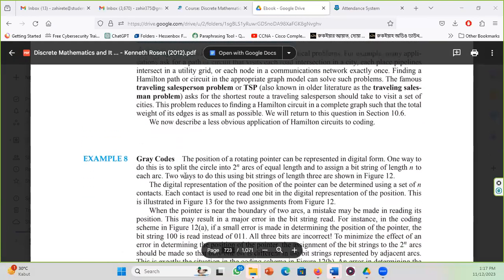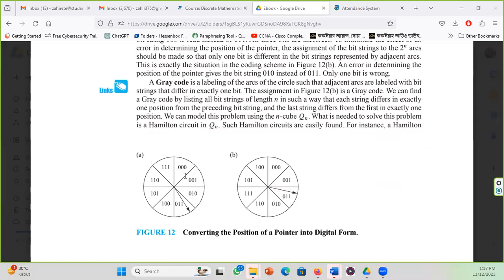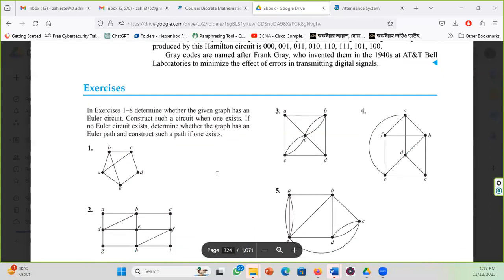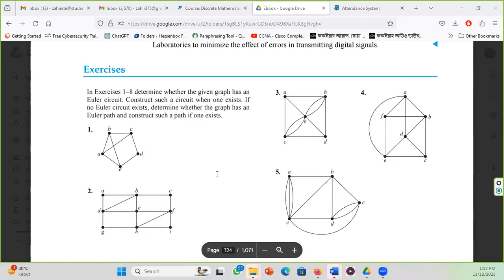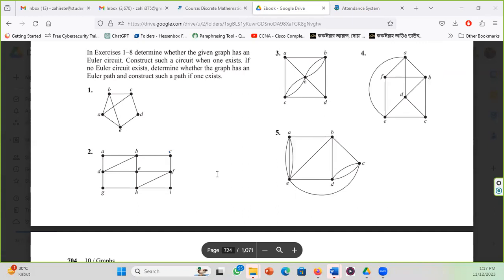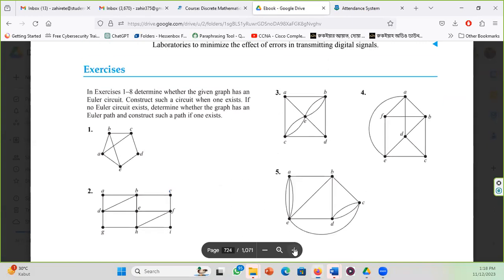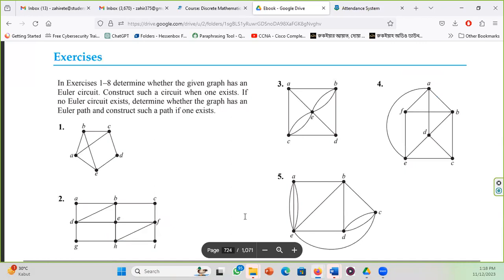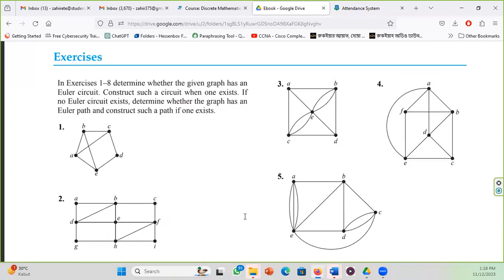Okay, this is the Gray code I have already discussed with you when we discussed the cube type of graphs. Can you see this diagram? Yes, sir. So there are 5 graphs given there. Which one has the Euler path or Euler circuit? Try by yourself. Which one has the Euler circuit? Which one does not have any Euler circuit?